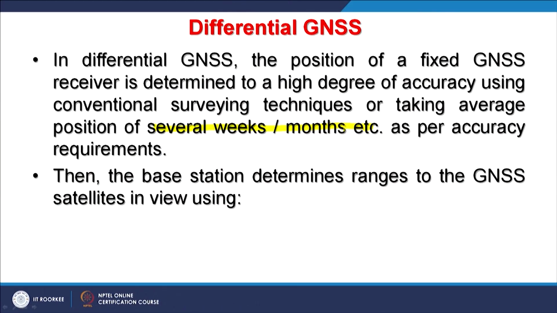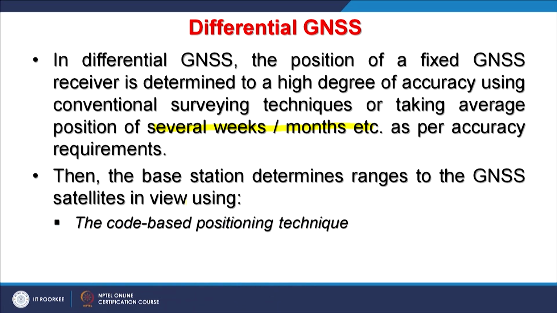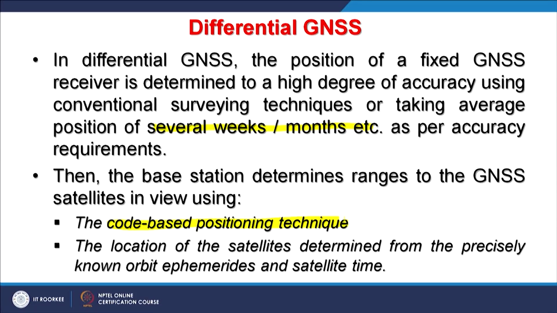And then the base station determines the ranges to the GNSS satellites in view using the code based positioning technique. This is an important thing to remember: in differential GNSS we are using the code based positioning technique. There is another technique called RTK, real time kinematics, in which we use the carrier based positioning technique. We will be discussing that in the next lecture, but here in differential GNSS we use the code based positioning technique, and in this the location of the satellite is determined from precisely known orbit and ephemeris and the satellite time.